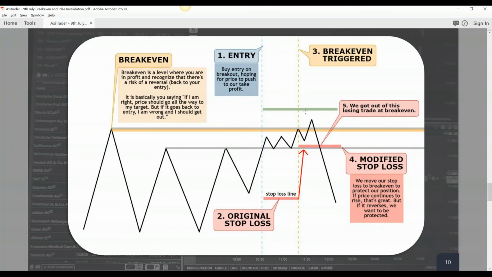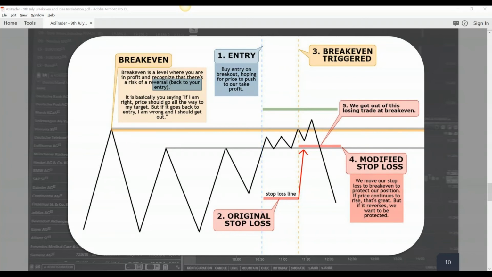All right, so break even. Break even is a level where you are in profit. Okay, keyword, you are in profit, and you recognize that there is a risk of reversal. Risk of reversal where? Back to your entry. It is basically you saying, if I am right, price should go all the way to my target. But if it goes back to my entry, I am wrong and I should get out.